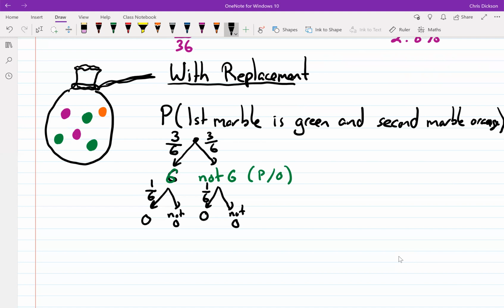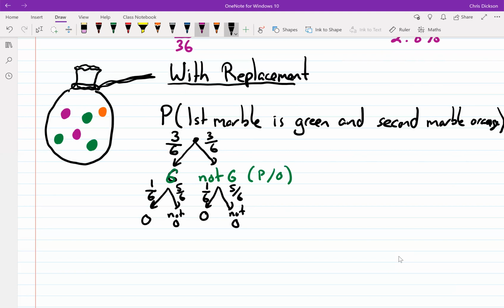And even if you pick the not green one, you're still returning it back to the bag. So there's still 6 marbles, so still 1 in 6 of getting the orange. And of course, not getting orange, well, you got 3 green and 2 purple, so 5 out of 6. And then 5 out of 6. Once again on the test, we're going to want you to show a tree diagram. So that's what a tree diagram looks like.